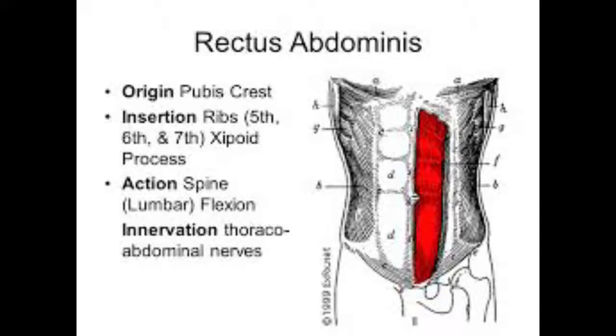Rectus abdominis. Origin, pubic crest. Insertion, ribs 5 through 7 and the xiphoid process. And it does flexion of the lumbar spine.